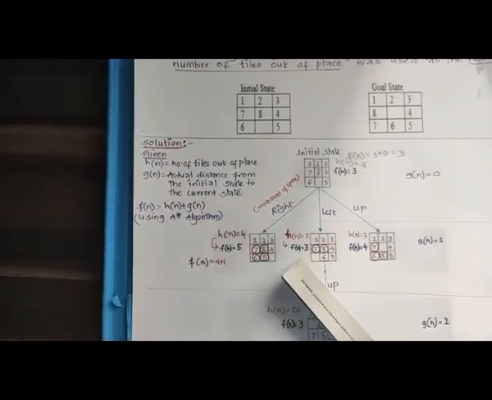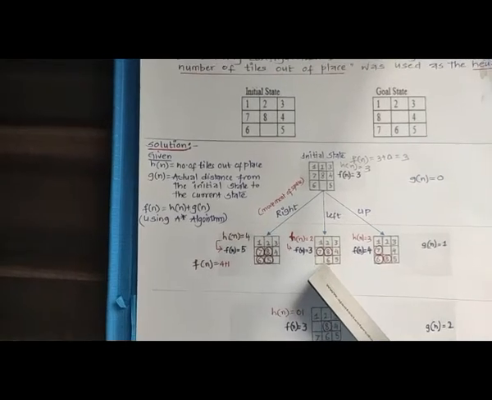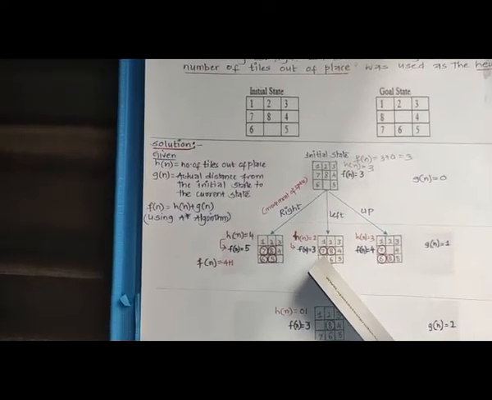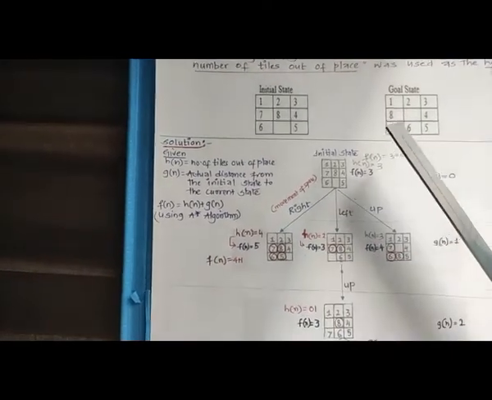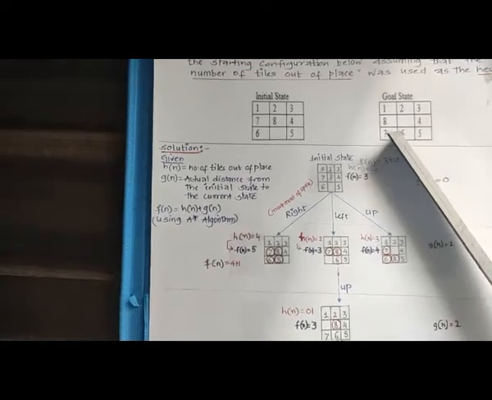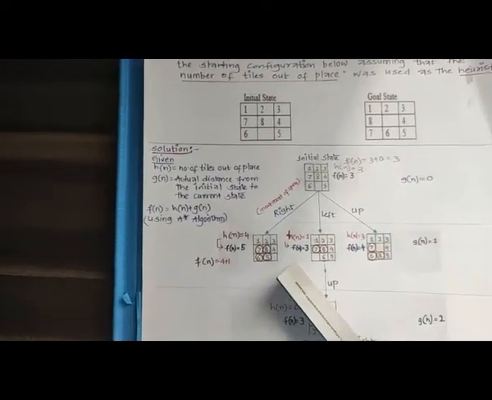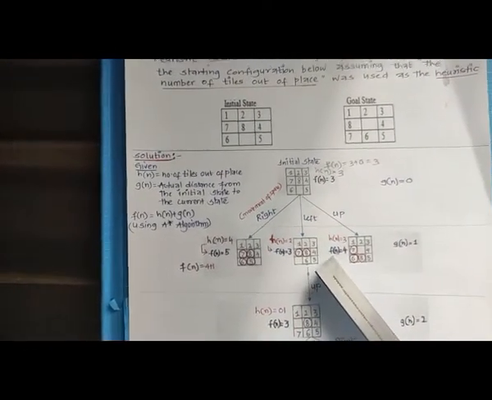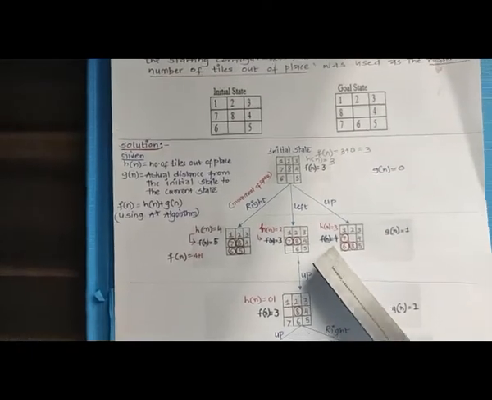Similarly here, f of n is equal to 3. Why? Because h of n is equal to 2, because these two tiles 7 and 8 are out of place as compared to the goal state. So h of n is equal to 2 and g of n is equal to 1. So f of n equal to 2 plus 1 is equal to 3. Similarly here f of n turns out to be 4, right?